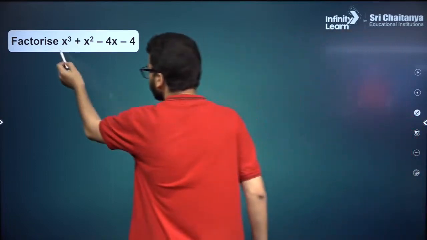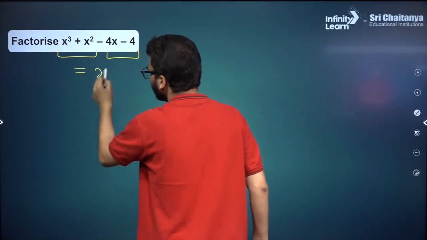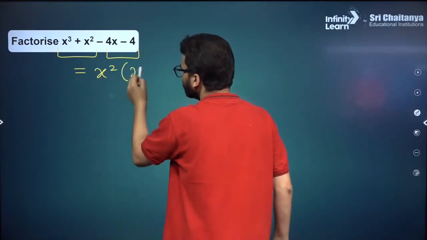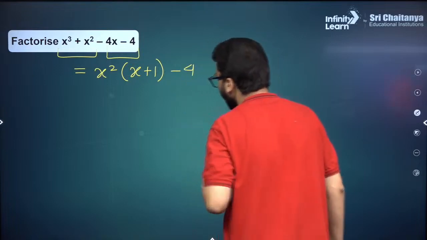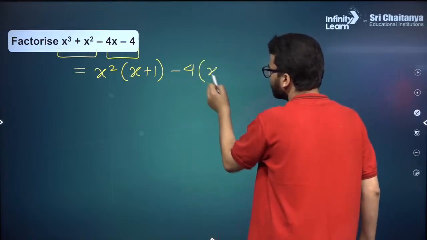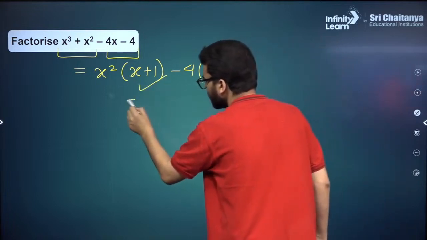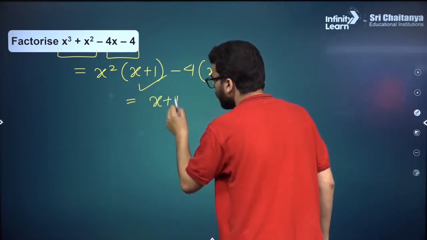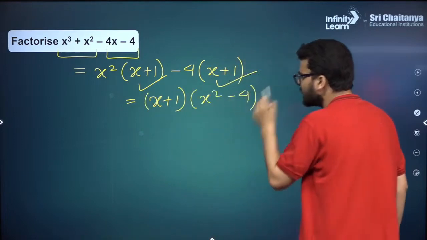If you see the first group and the second group: out of the first group, you can take x square as common, so x plus 1 will be left. Out of the second group, you can take minus 4 as common, so x plus 1 will be left. So over here we can take x plus 1 as common once again, and we will be left with x square minus 4. I hope that is clear to you.